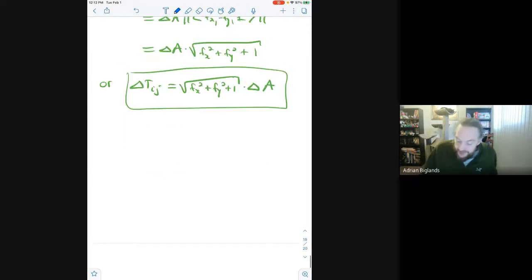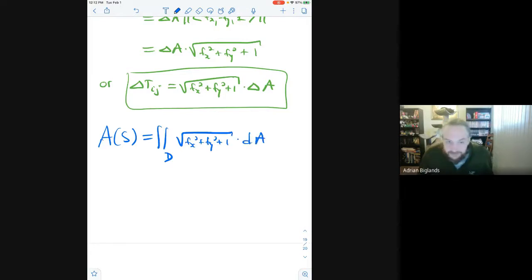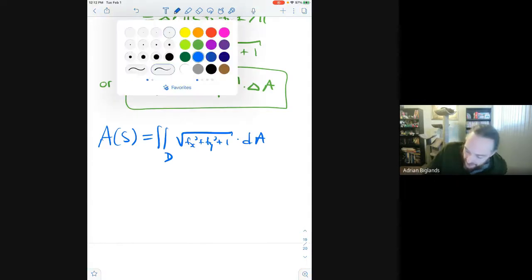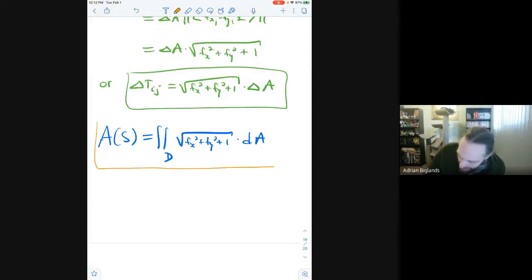So the area of the surface is equal to the limiting process of this, but long story short, this is equal to the double integral over our region D of the square root of fx squared plus fy squared plus 1 times dA. That's the formula that we want to compute surface area as a double integral.